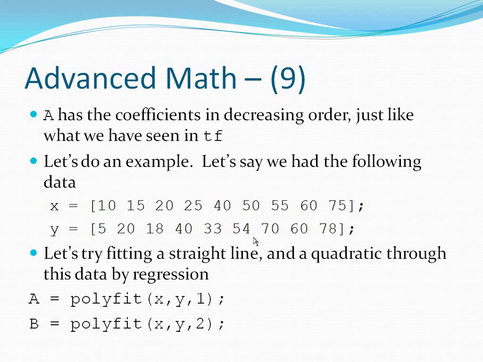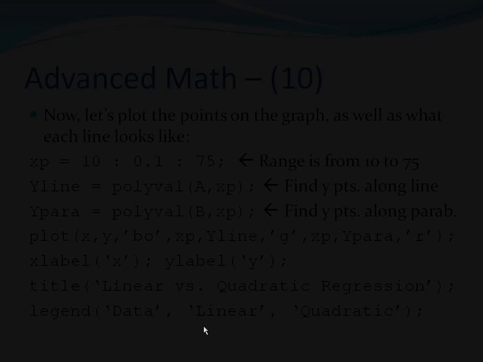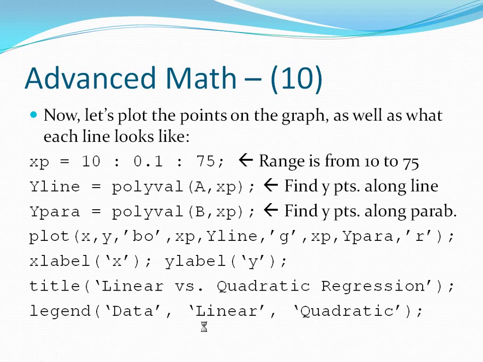All right, and in this case, we're going to find the equation of the line for A, and we're going to find the equation of the parabola for B based on these points. So this is linear and this is quadratic. So now let's plot the points on the graph. We're going to show what the original data points look like, and then we're going to show what the line and the parabola look like after you perform regression.